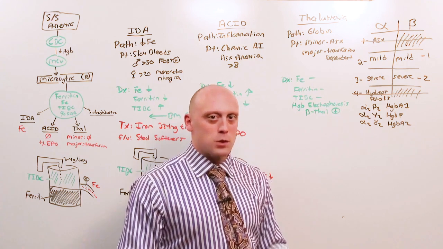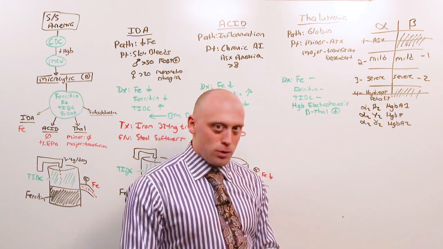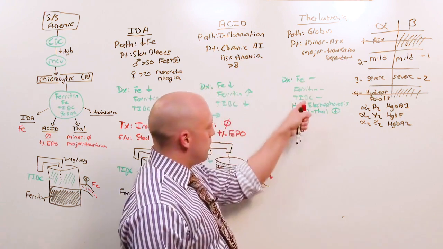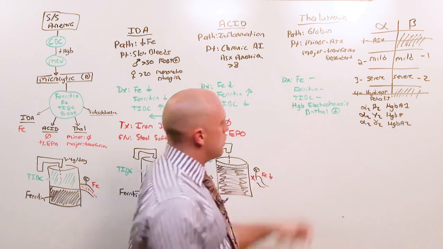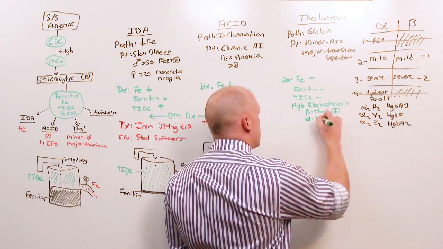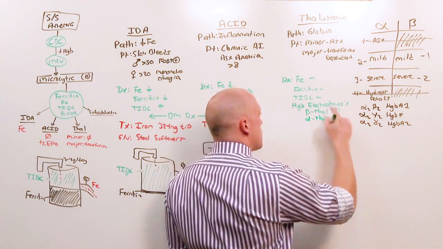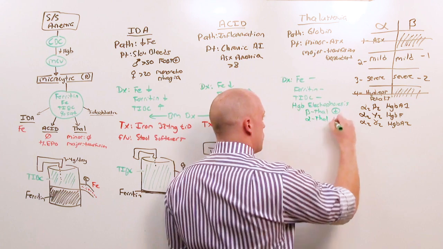So what you're going to see on the smear is normal. So you'll have a normal iron panel. Hemoglobin electrophoresis either shows beta thal definitively or alpha thal as a diagnosis of exclusion because the hemoglobin electrophoresis is normal.